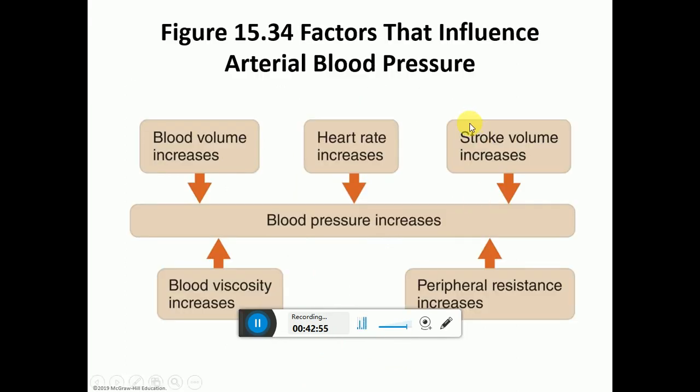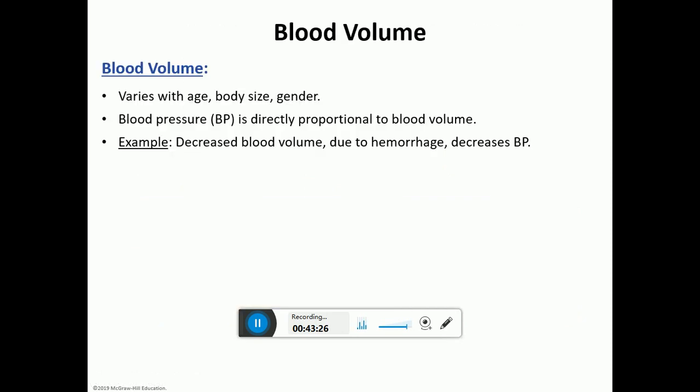So what are the factors that affect or influence arterial blood pressure? There are 5 of them. Okay, so there's blood volume, heart rate and stroke volume, blood viscosity, and peripheral resistance. Okay, all of these are directly proportional to the blood pressure. So if any of these increases, your blood pressure will also increase, while if any of those decrease, then your blood pressure will also decrease. So we'll take them one at a time. We'll talk about the blood volume first.